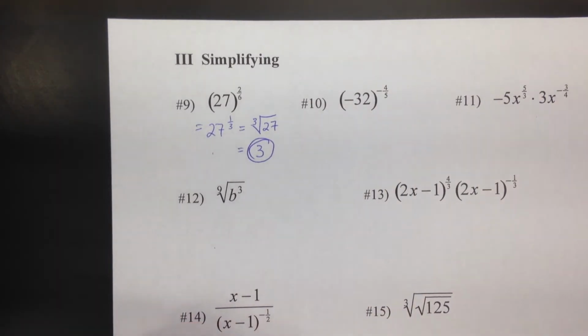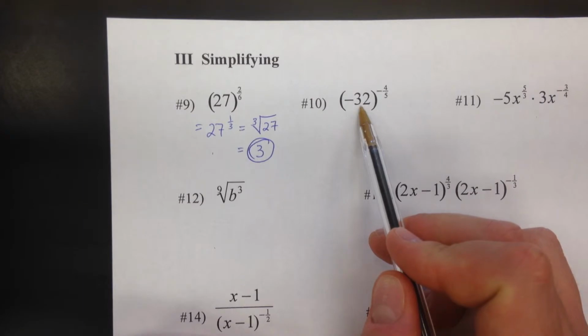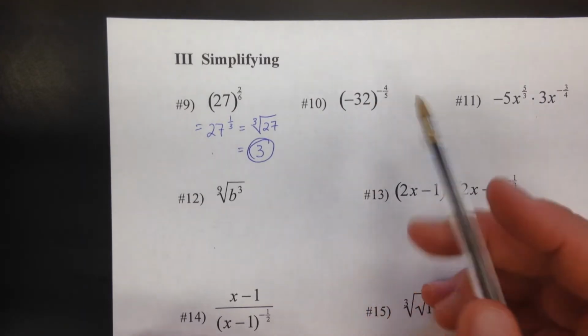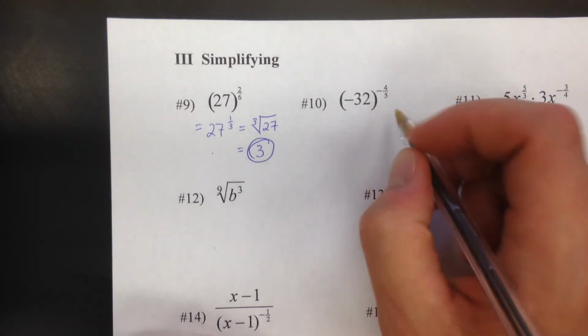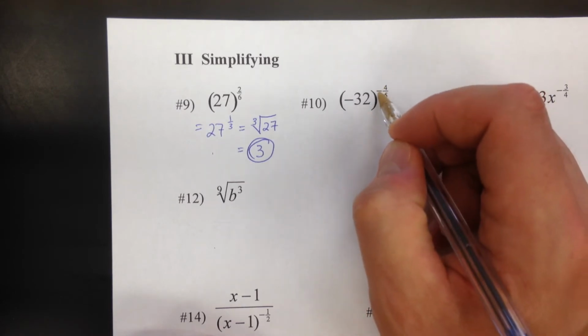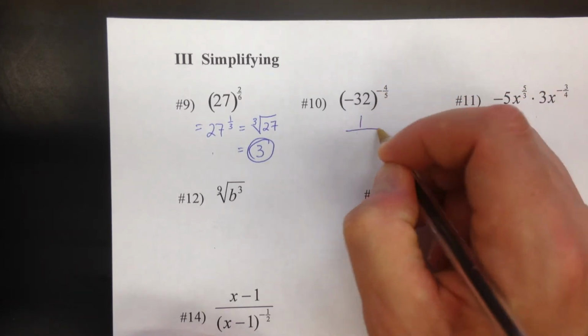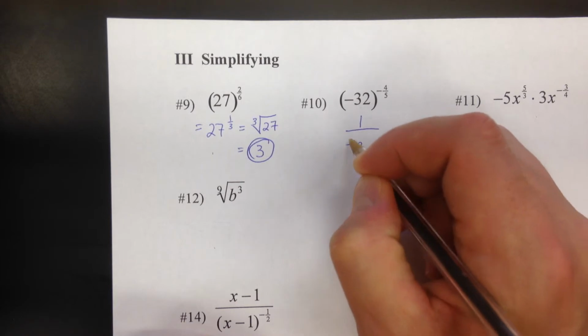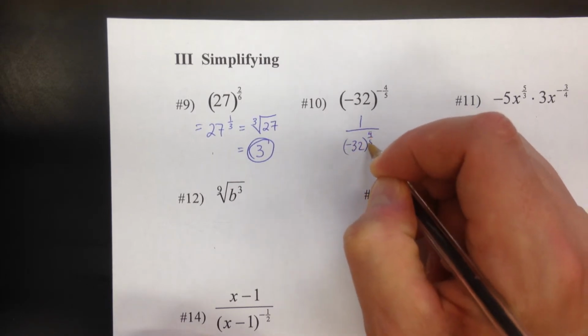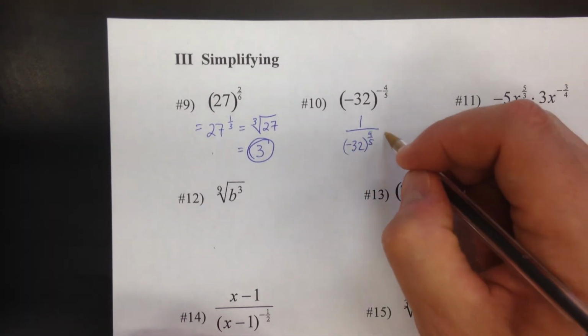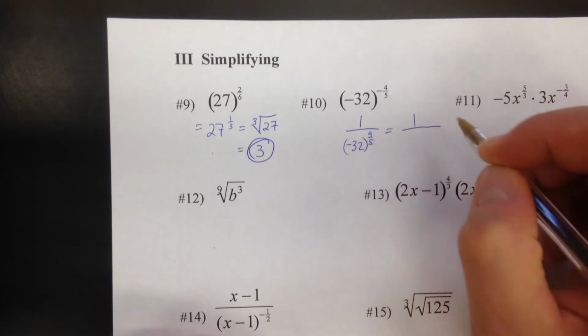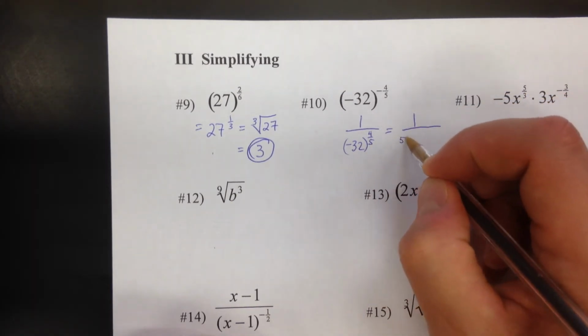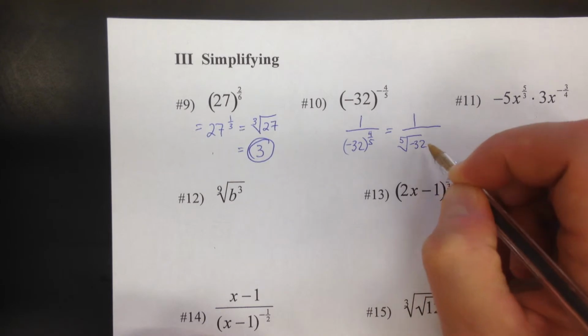For number 10, negative 32 to the negative 4/5 power. First off, let's write this with a positive exponent. So what happens, I'm going to write the reciprocal, that's 1 over negative 32 to the positive 4/5. Now we're going to change it. Let's write it as a radical. That's the 5th root of negative 32 to the 4th.